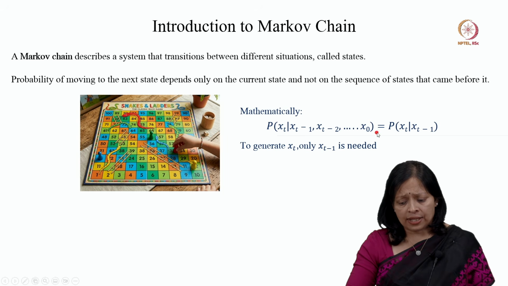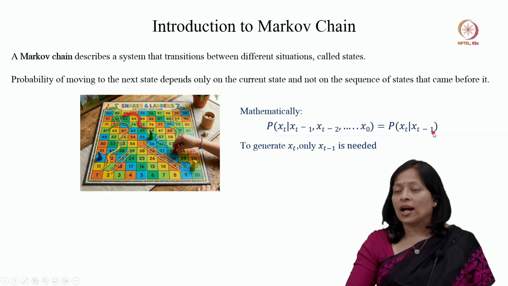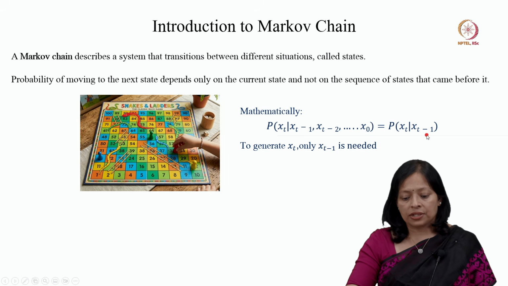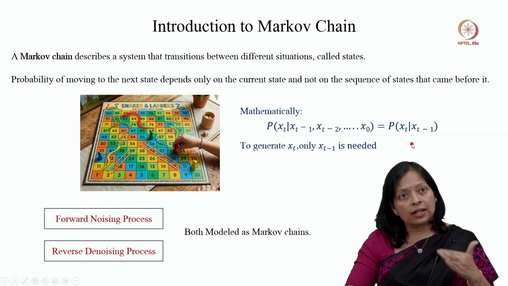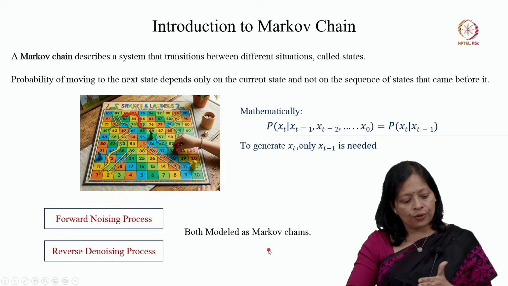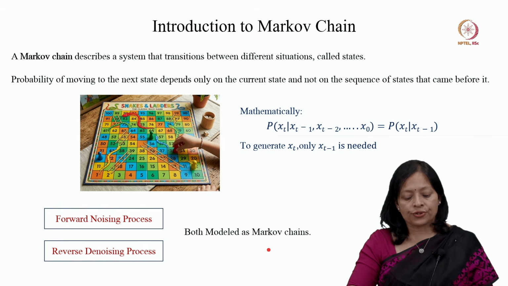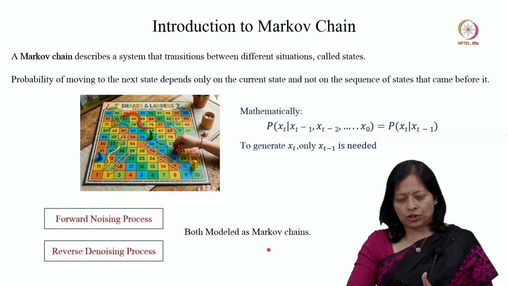Mathematically, it is expressed as: to generate x_t, only x_{t-1} is required. This is the mathematical representation of a Markov chain, and we are introducing it here because both the forward noising process and the reverse denoising process are modeled as Markov chains. With this I conclude today's session.